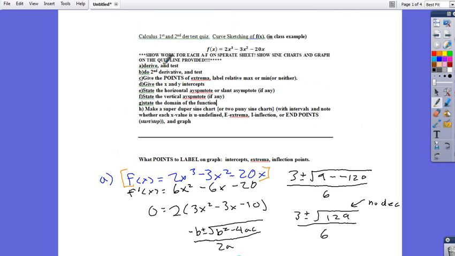So, part A right here. Derive it, then test it. So here's the derivative. I'm finding the critical points, right up to the quadratic formula. Here's the quadratic formula. Except I don't have my x equals. Let me change that.